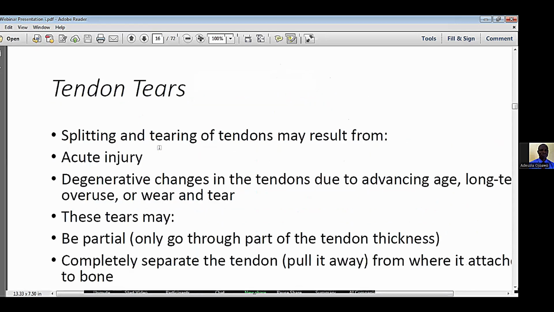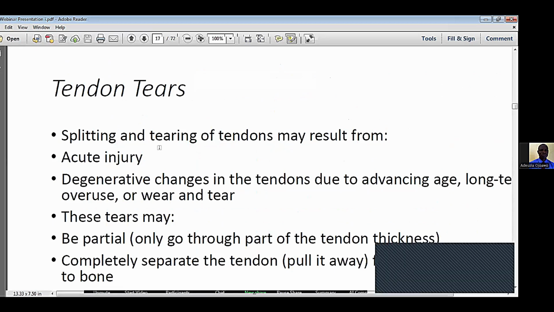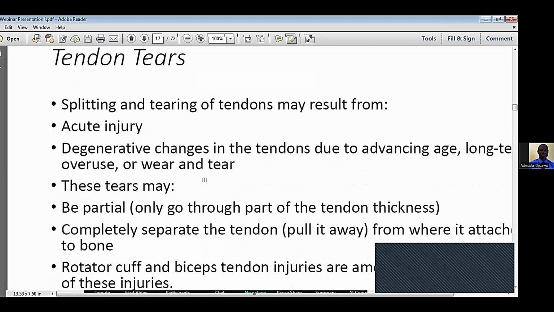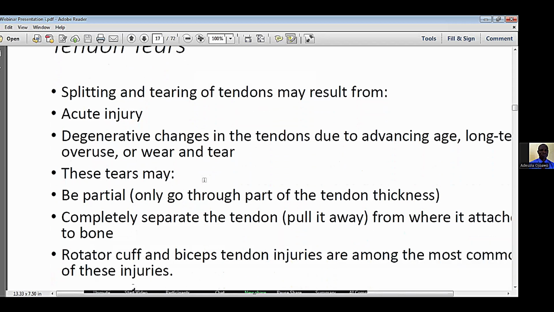Right. Then there can be tendon tears. Maybe this is resulting from an active injury, what we call tendon tear. Degenerative changes in the tendon as well may be due to age, maybe long-term overuse or wear and tear. These tears may be partial, right, or complete. When we talk of partial, maybe the tendon is only torn. In fact, they may have a complete tear, which means they are separated apart, right?